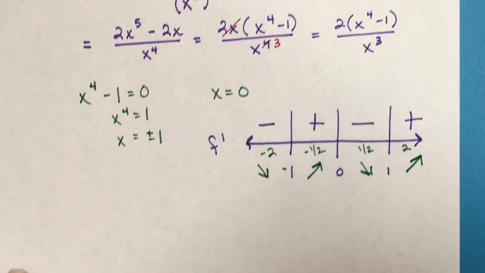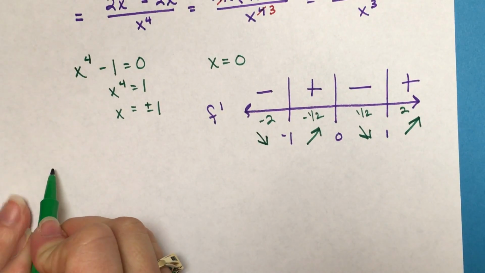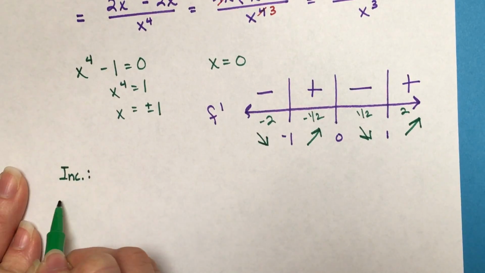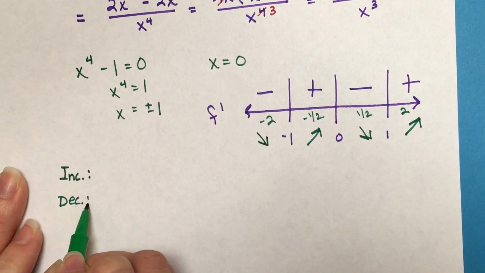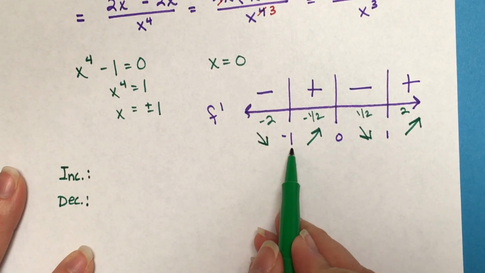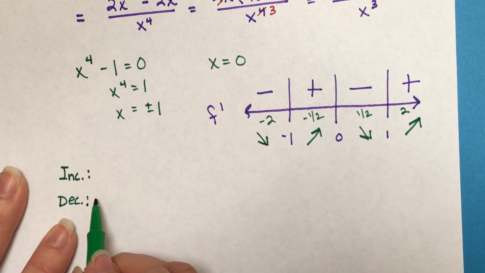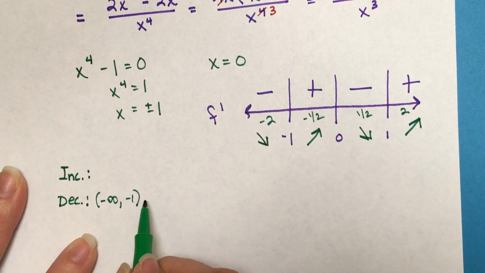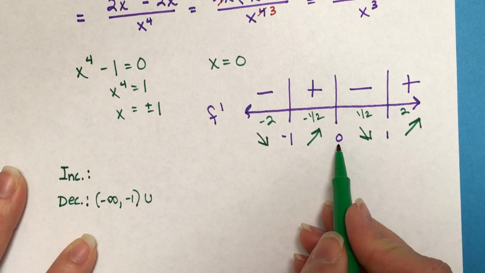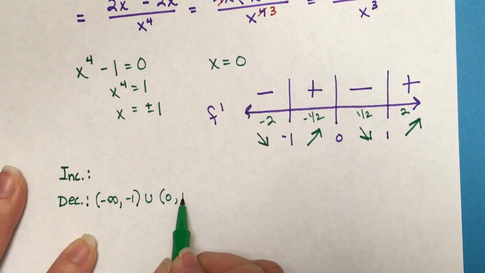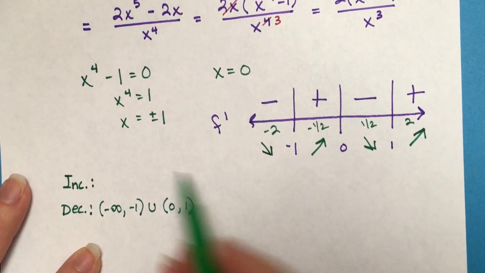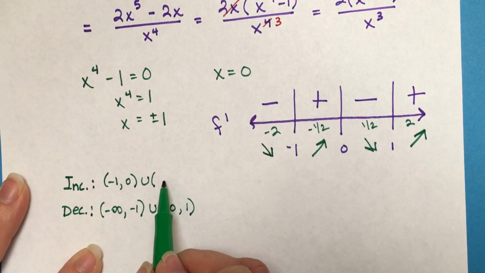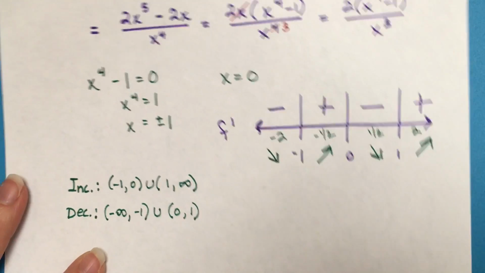All right, so let's write those intervals out. Okay, so we'll just start with decreasing. That would be negative infinity to negative 1, and then I decrease also from 0 to 1. And increasing would be -1 to 0, and then from 1 to infinity.